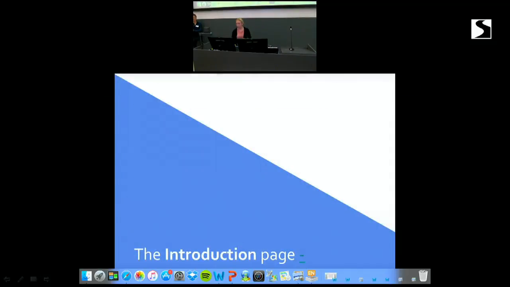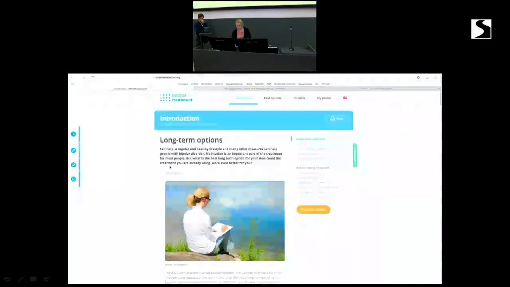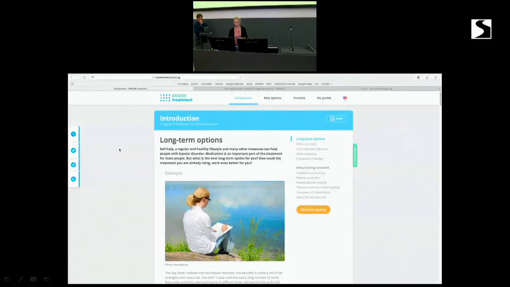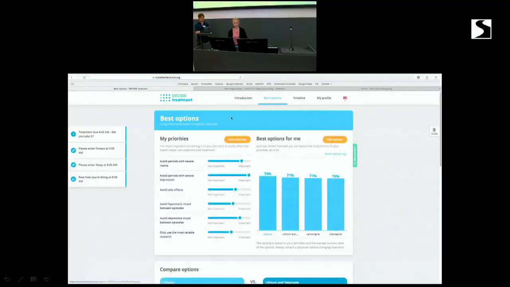So now I'm just switching and I'm going to show you. I'm going inside the system. Okay, now I'm in here as Maria Olsen. First, we have an introduction page with a lot of information for the patient about what kind of decision has to be made, why we have to make a decision, what shared decision making is, and so on. A lot of information. This is the introduction page, and then we have the best option page, and this is one of the core features in this system. Here, the patient can say, this is for bipolar disease and long-term treatment for bipolar disease.